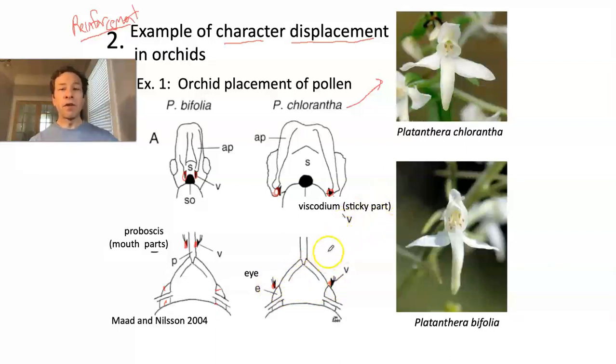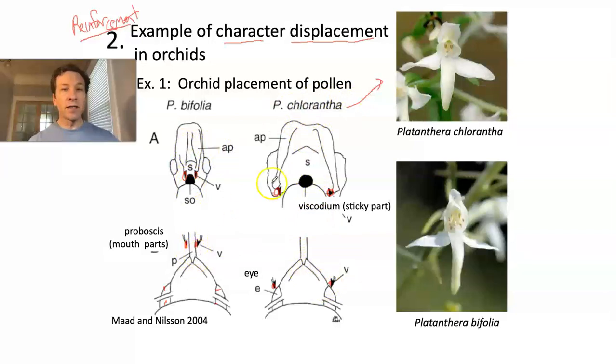That means that even if a pollinator is visiting both of these species and not differentiating between them, the pollen that's picked up from bifolia flowers is also more likely to be dropped off on other bifolia flowers. Similarly, pollen that's picked up by chlorantha, where the pollinator puts its head further into the flower, is more likely to be deposited on other chlorantha flowers.